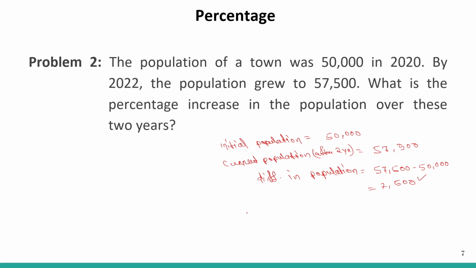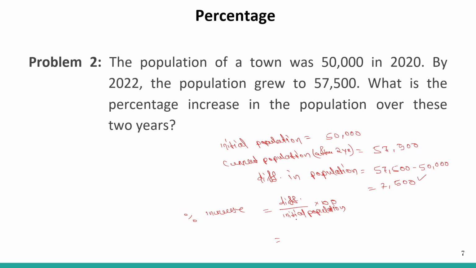To calculate the percentage increase, we divide the difference, not 5,700, by the initial population, that is 50,000, and multiply by 100 to get the percentage increase. You can say difference or increase, either of the two, because in this case the difference is an increase. If the difference was a decrement, it would be named percentage decrease.